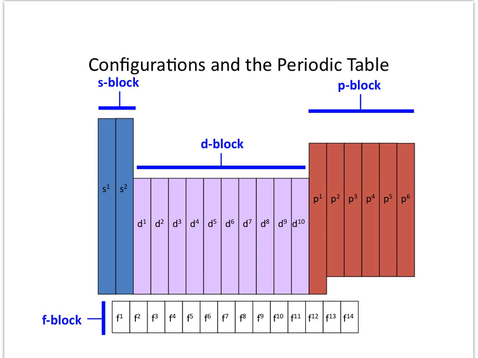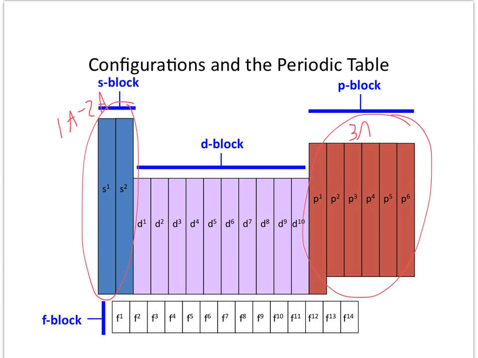Remember that the periodic table can be broken down into the S block, which is groups 1A and 2A, the P block, which is groups 3A through 8A, the D block, which is the group B metals, and the F block, which would be the inner transition metals underneath the table.